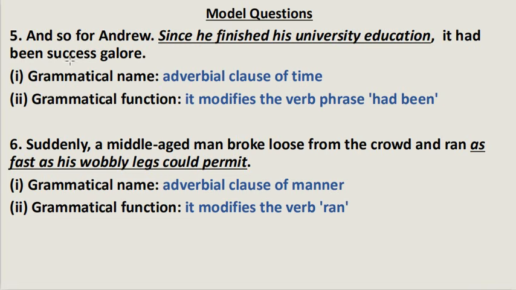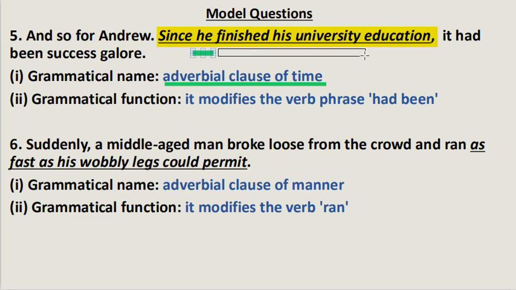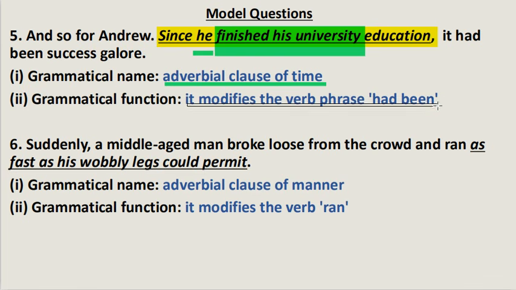Number 5. And so for Andrew, since he finished his university education, it had been a success galore. "Since he finished his university education" is underlined. What is the grammatical name? It is an adverbial clause of time. It is a clause because we have the subject he and we have the predicate finished his university education. Then there is a finite verb finished, which is the past tense of finish. So it is a clause, an adverbial clause of time. What is the function? It modifies the verb phrase had been. Had been. Now to the last question.